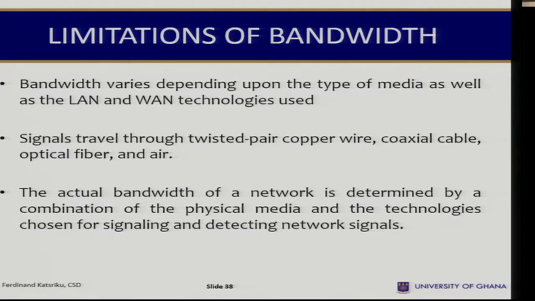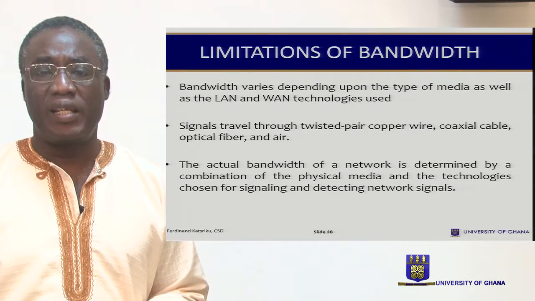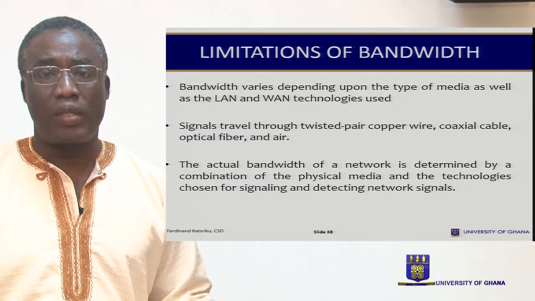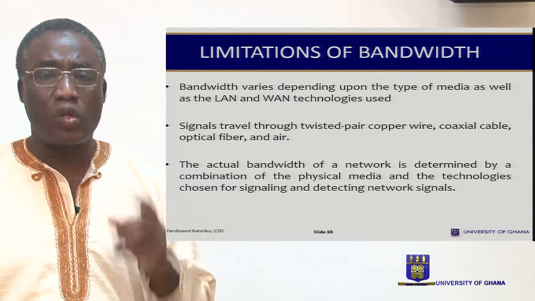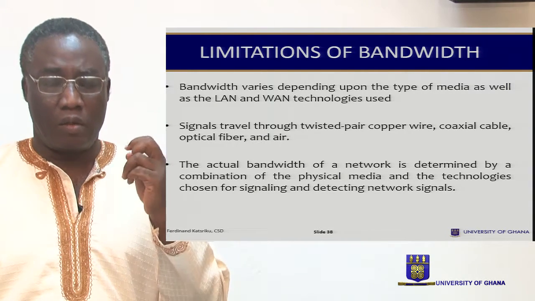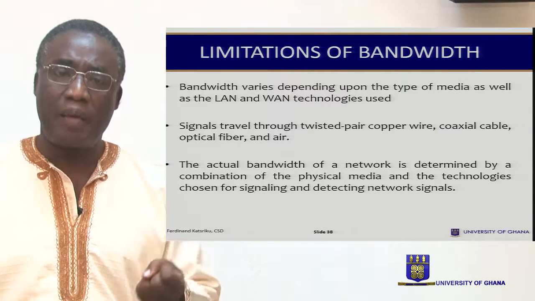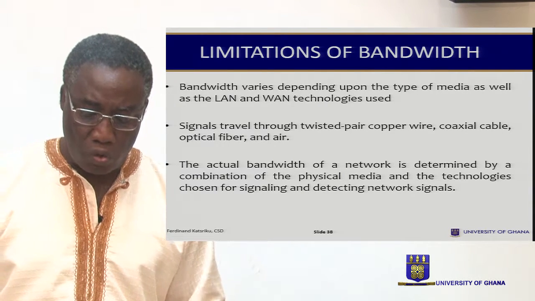The actual bandwidth of a network is determined by a combination of what? The physical media and the technologies chosen for signaling and detecting network signals. So there are two things that determine the actual bandwidth: the physical media and the technologies that you choose.